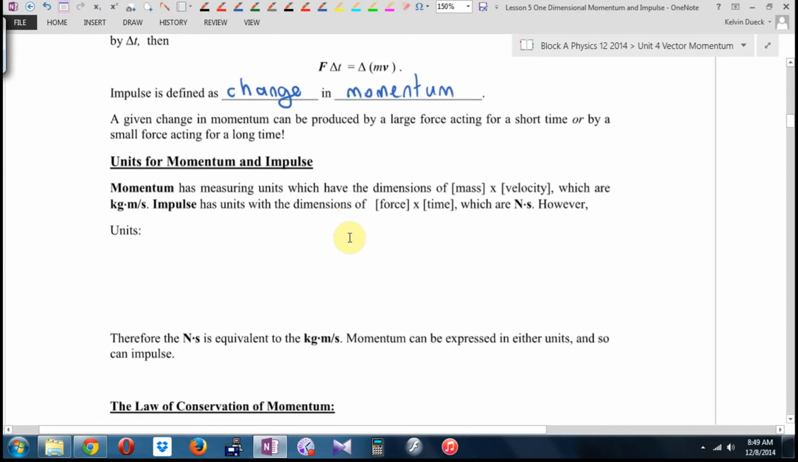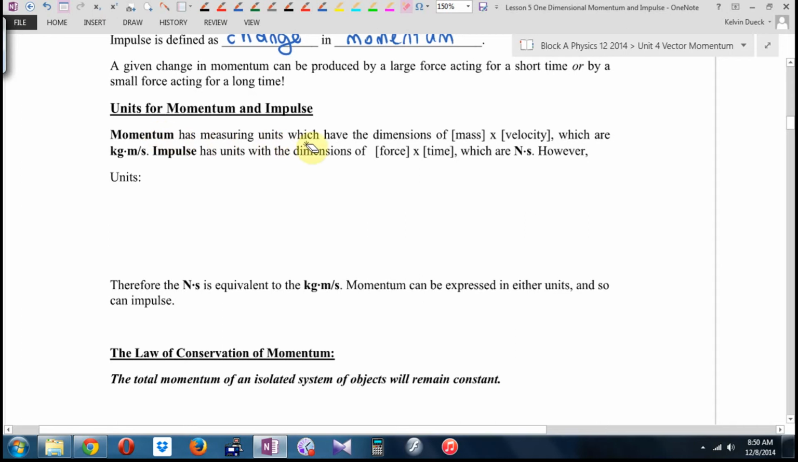We'll talk about that. The units: momentum has measuring units which have the dimensions of mass times velocity, which is kilogram meters per second. Impulse has the units of force times time, which is force, newton, time, seconds. So newton seconds. Force is what times what, the most basic definition that we've been flogging for a while. So this is really the same as mass times acceleration times seconds. There's the newtons. There's the newton seconds.